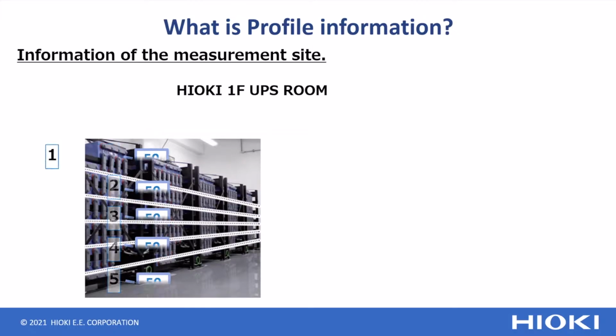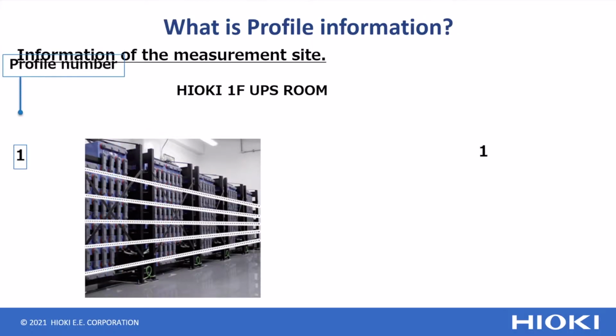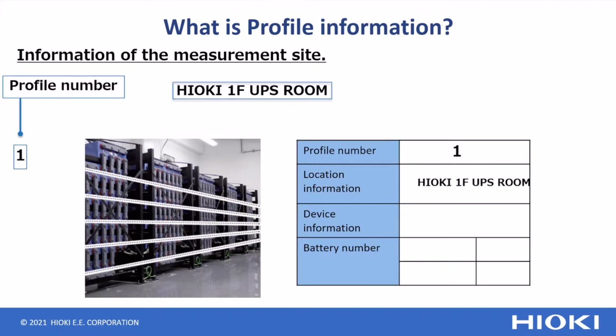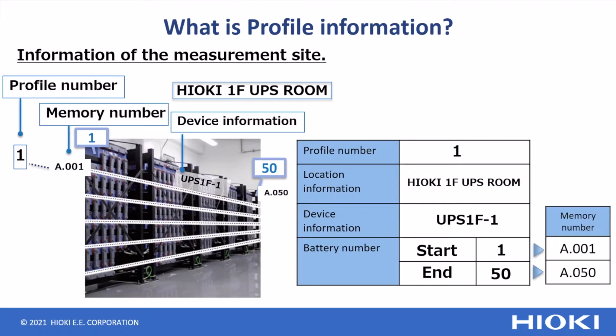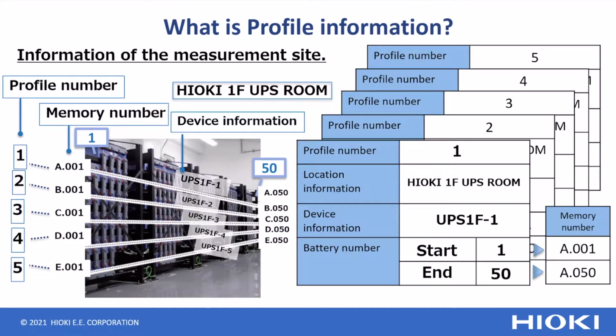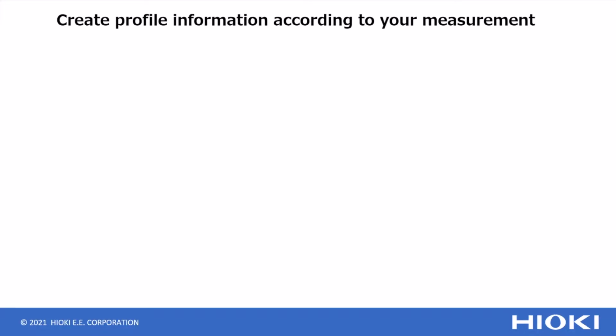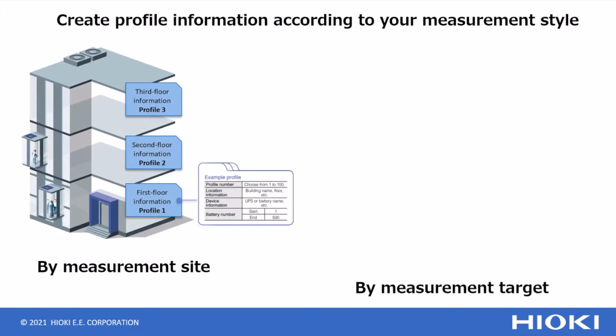In your profile information, you can set the profile number, the location information, the device information, the battery number to start and end the measurement, and the memory number that you want to save in the battery tester. Create different profiles for different devices for better management of data. Create profile information according to your measurement style, by measurement site, or by measurement target.